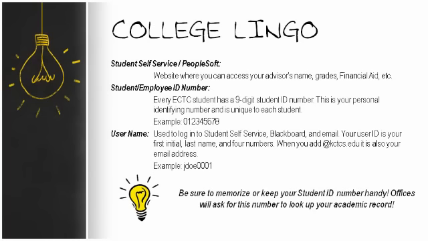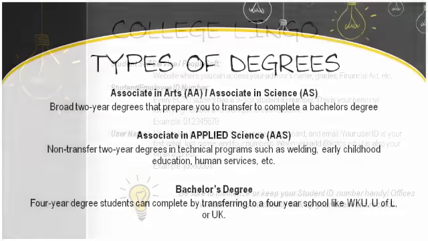Your username is used to log into Student Self-Service, Blackboard, and email, and your user ID is your first initial, last name, and 4 numbers. When you add @kctcs.edu, it's also your email address. Be sure to memorize or keep your student ID number handy. Offices will ask for this number to look up your academic record.